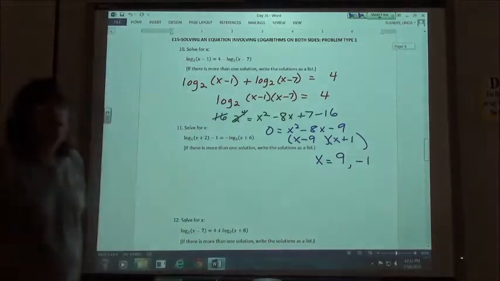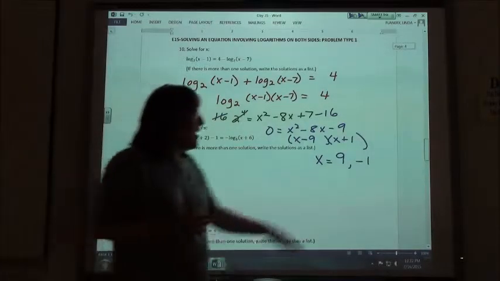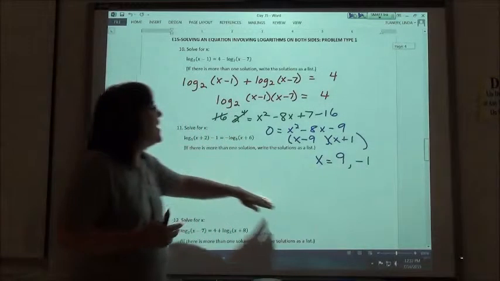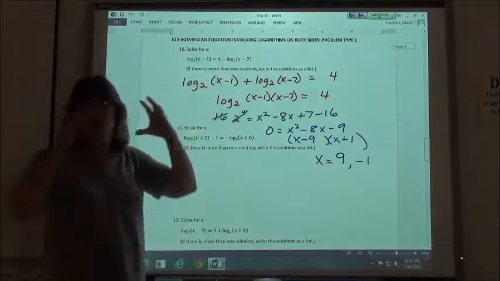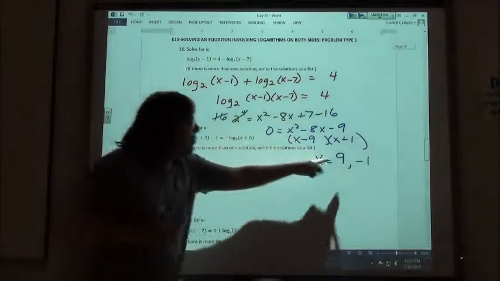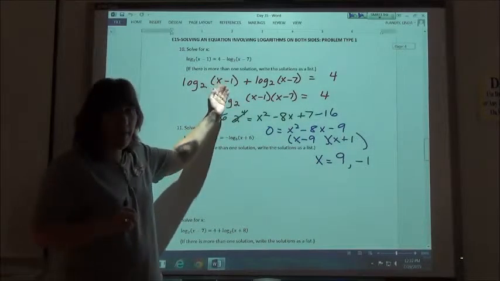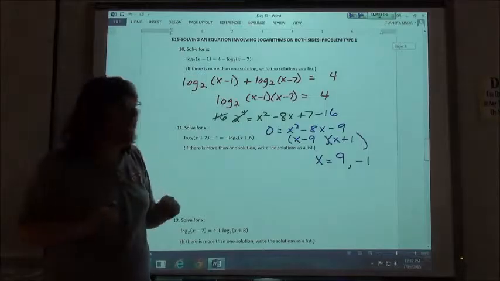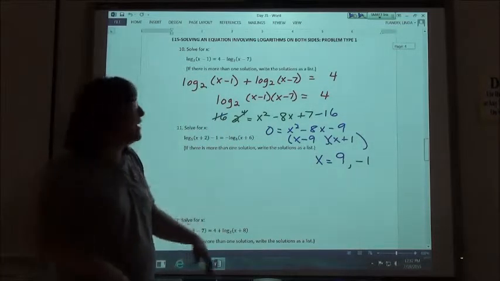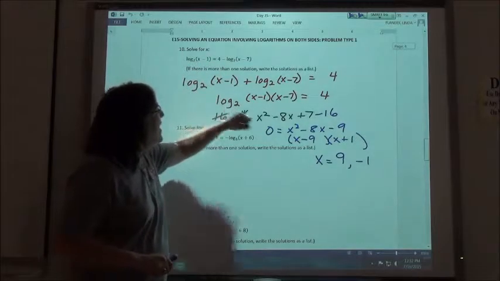Now, when we go back and we check our answers, you can have a negative answer, but you cannot have a negative value to take a logarithm of it. So what we're going to do is we're going to plug it in here, and if whatever's in the parenthesis turns out to be a positive number, then that number's okay. Turns out to be negative, then we have to get rid of it. So 9 minus 1 is 8. I can do the log of 8.